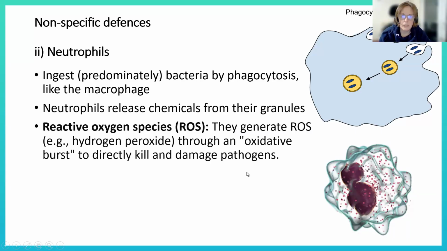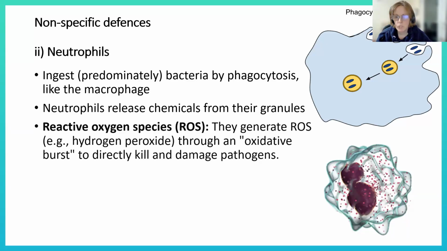So another thing that the neutrophils do, they release chemicals from their granules, and these are called reactive oxygen species, or sometimes ROS for short. These are not very pleasant chemicals. For example, hydrogen peroxide is one reactive oxygen species. They cause something called an oxidative burst, and that directly kills and damages the pathogens.